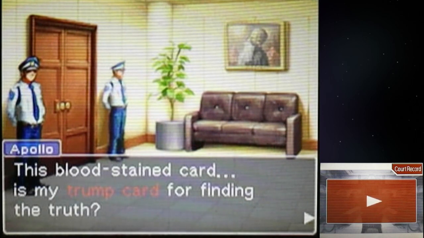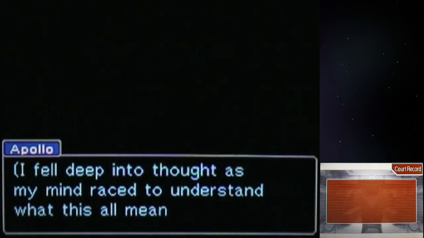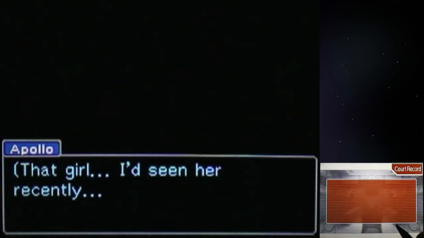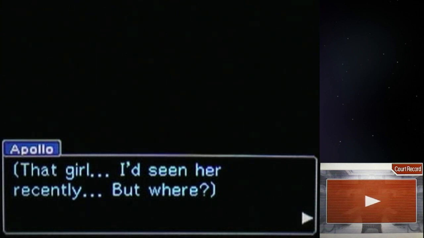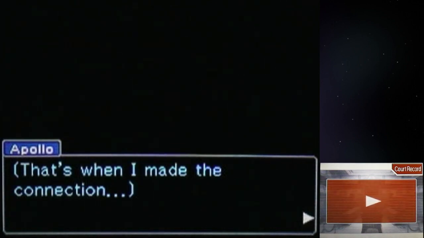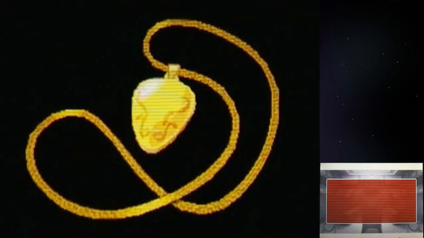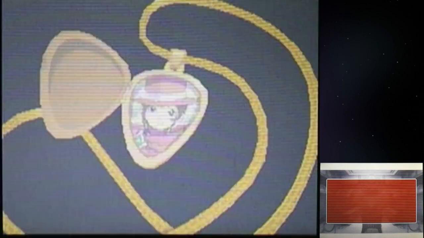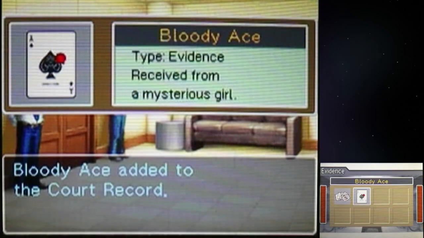This bloodstained card is my trump card for finding the truth. I fell deep into thought as my mind raced to understand what this all meant. That girl, I'd seen her recently, but where? Oh, I don't know where. Maybe she told you that you defended her father? I follow. Come on. That's when I made the connection. No, it was a little bit prior. Bloody ace added to the court record.